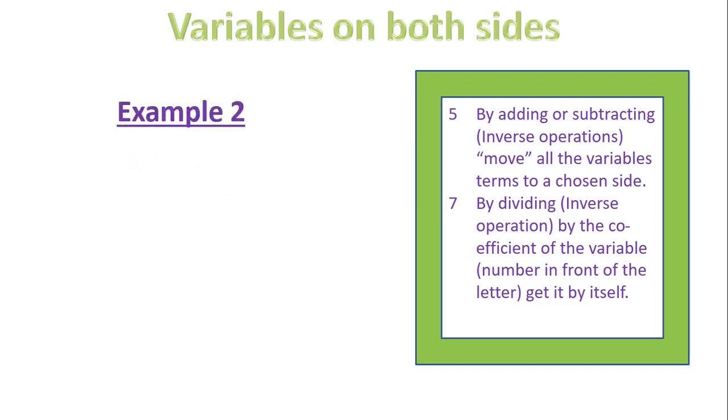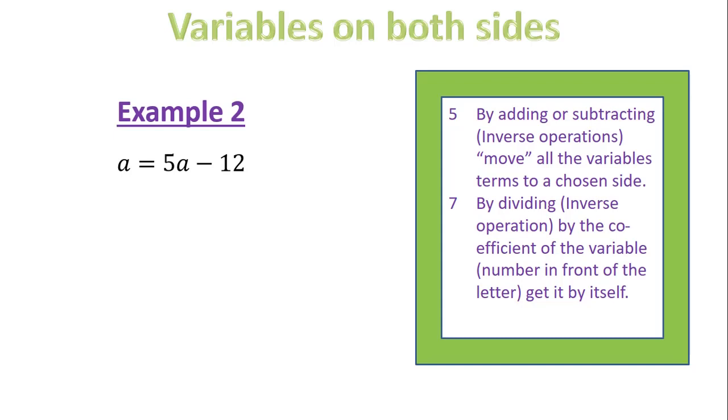So, example 2, a equals 5a minus 12. Again, we have to decide which side we want our letters and which side we want our numbers. If we look again, on the right hand side we have a negative 12, on the left hand side we have no numbers at all. And so it's going to be much easier if we get rid of that 5a on the right hand side and move it to the left hand side.